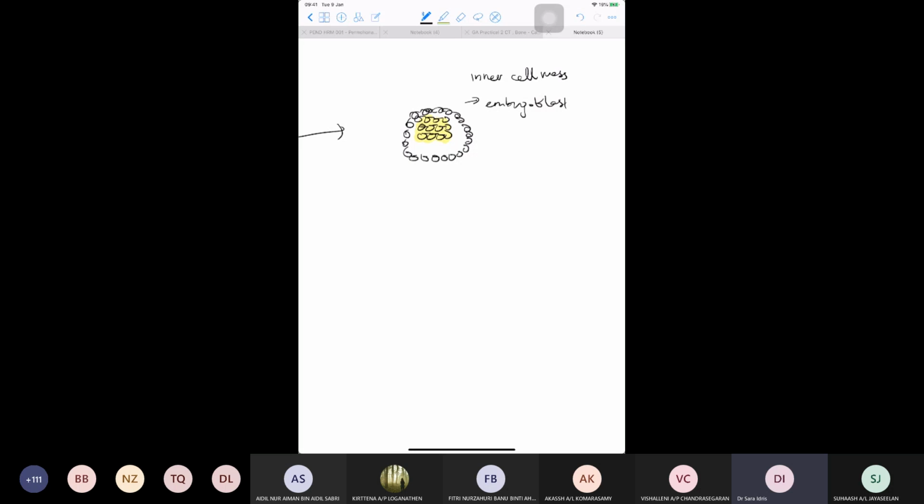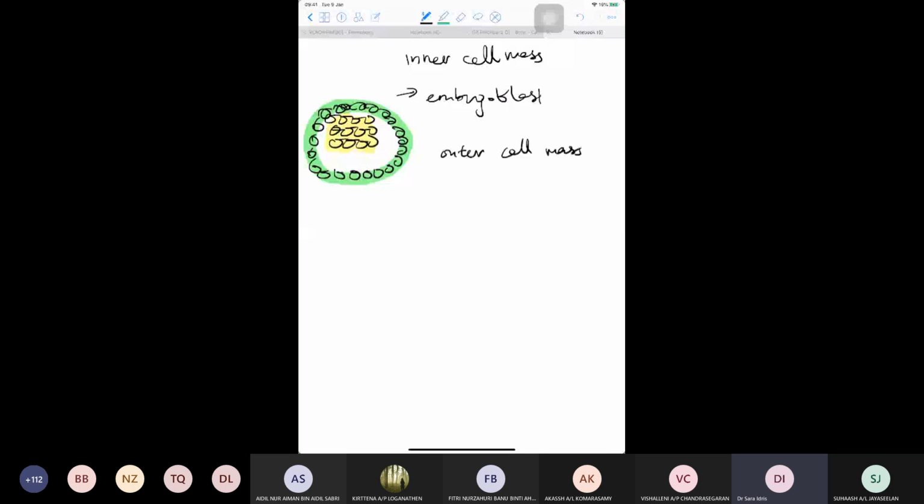And that will undergo gastrulation and become your bilaminar, trilaminar disc. So you have your endoderm, mesoderm, ectoderm, and everything of what you've learned about embryology will be from the embryoblast itself. Now, on the outside here, there's another layer of cells, and this is known as your outer cell mass, also known as the trophoblast.